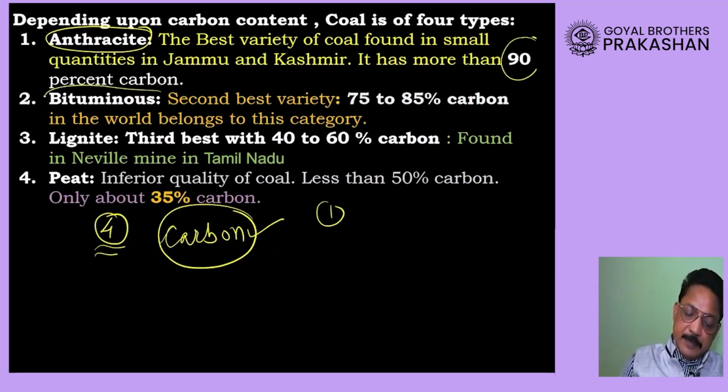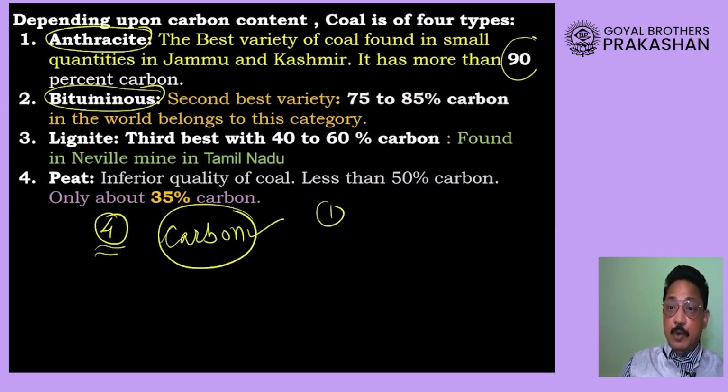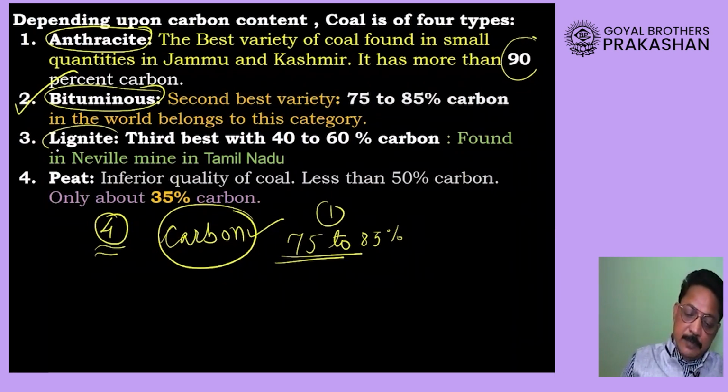Now the second best variety is bituminous coal, dear students, which consists of 75 to 85% of carbon. I repeat, 75 to 85% of carbon, and this is the second best variety, and our country India has bituminous type of coal in largest quantity. The third one is called lignite, which consists of 40 to 60% of carbon, and it's found in Tamil Nadu in our country, a place called Neyveli.